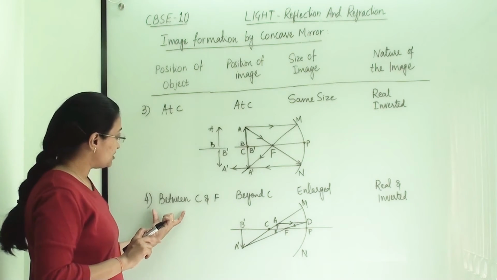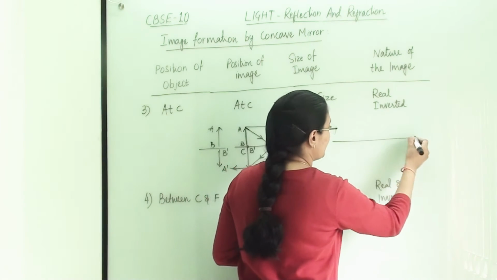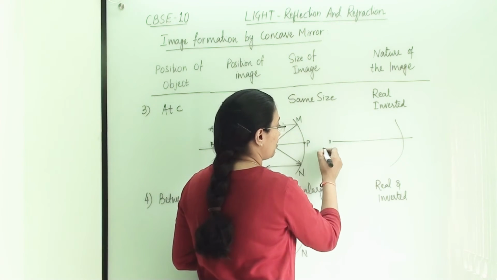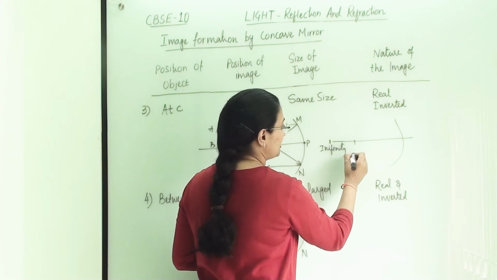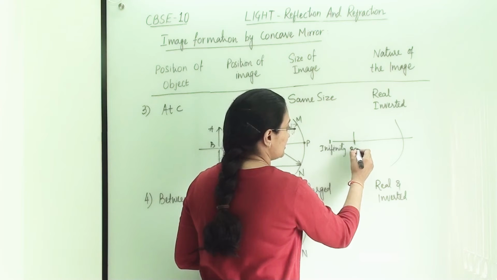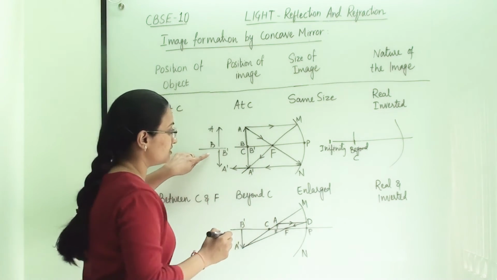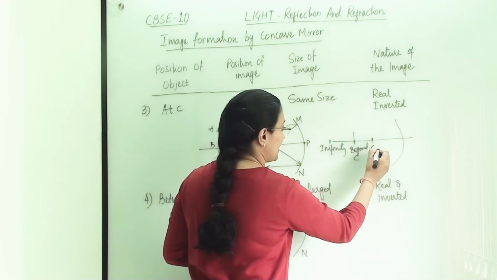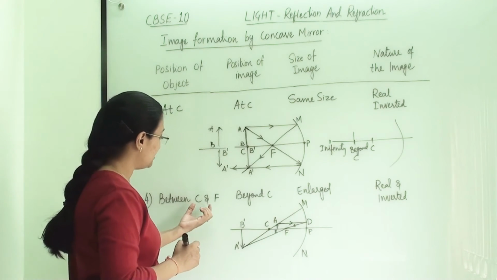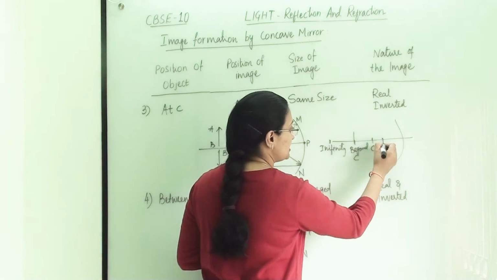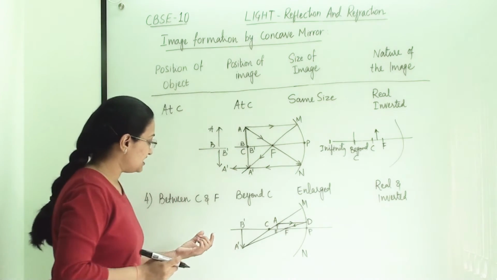Then the next is between C and F, so slowly we are going towards the point P. Earlier we have seen the object kept at infinity, then beyond C, then in the third case at C. And in the fourth possibility we are keeping the object in between C and F.